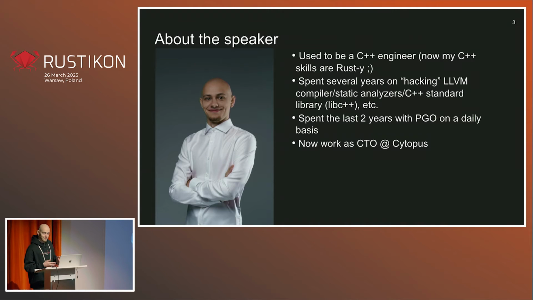A few words about me. I came to Rust from the C++ world. I wasted several years with C++, with the C++ committee. I was working on compile time stuff, like constexpr, if you know about it. I was hacking LLVM in different parts, like the static analyzer and middle-end optimizations. I spent the last 2 years with PGO on a daily basis, optimizing a lot of different applications, most of them written in Rust. Regarding my current role, I'm a CTO in a cybersec company. Nothing too interesting, but cybersecurity and Rust are good friends.